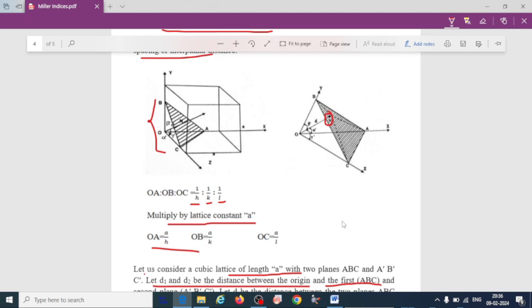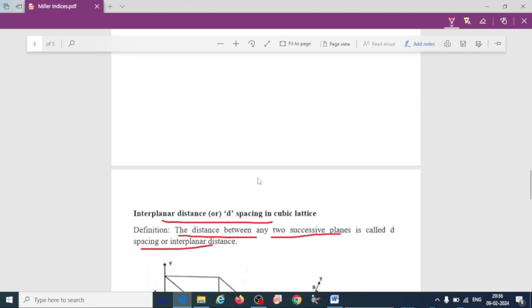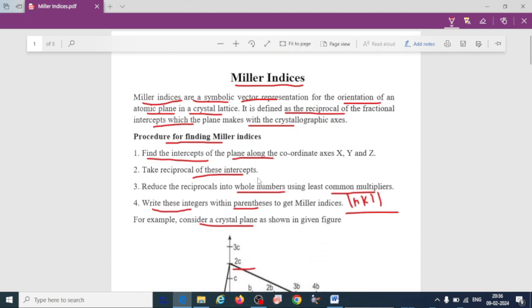Like this, you can solve any problems related to interplanar spacing and Miller indices. First, you should understand the concept clearly.